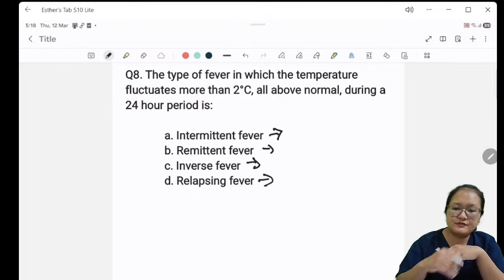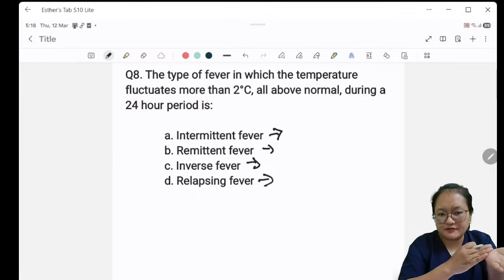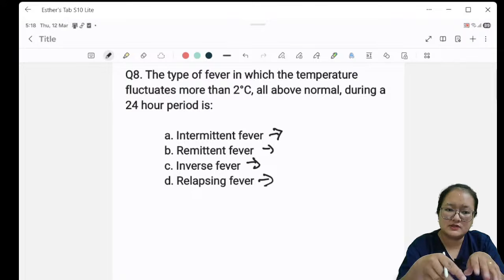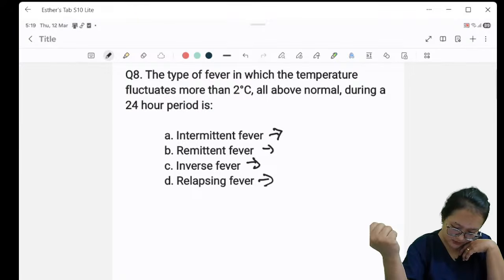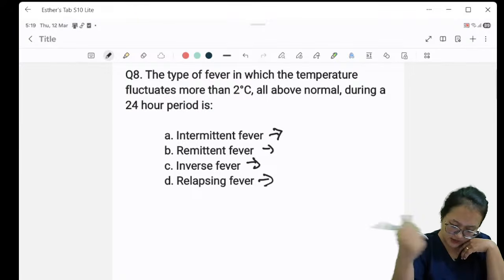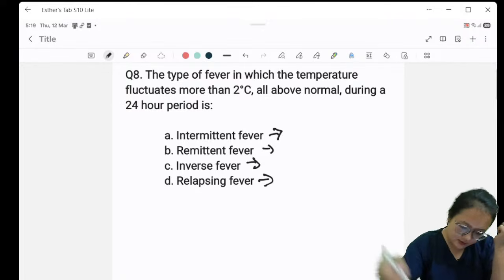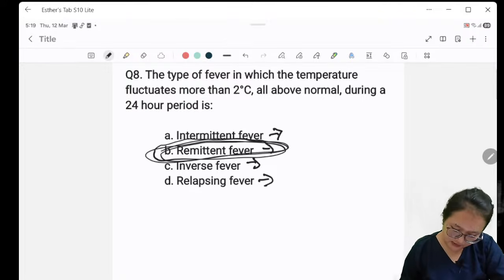When we say relapsing fever, suppose a person has fever for 1 or 2 days, then there will be a period of 1 or 2 days when the patient will be in an afebrile state. Then after 2 or 3 days, the person will start having fever again. This is called relapsing fever. Okay, so among these, after knowing the definitions, the right answer will be remittent fever. Okay, I hope till now it's clear.